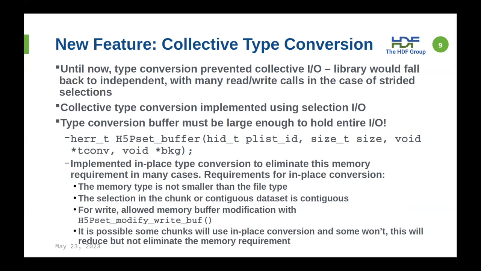So now I'm going to talk more about the new collective type conversion feature, which is enabled by selection I/O. Again, until now, type conversion would prevent collective I/O. So if you tried to do collective I/O, but there was type conversion, it would fall back to independent. So each rank would do its I/O independently, with no coordination among the processes, and it would break the I/O into contiguous blocks, which could be very slow. And also because the type conversion buffer was by default very small, the blocks couldn't be large even if your selection was contiguous. We've implemented collective type conversion using selection I/O.